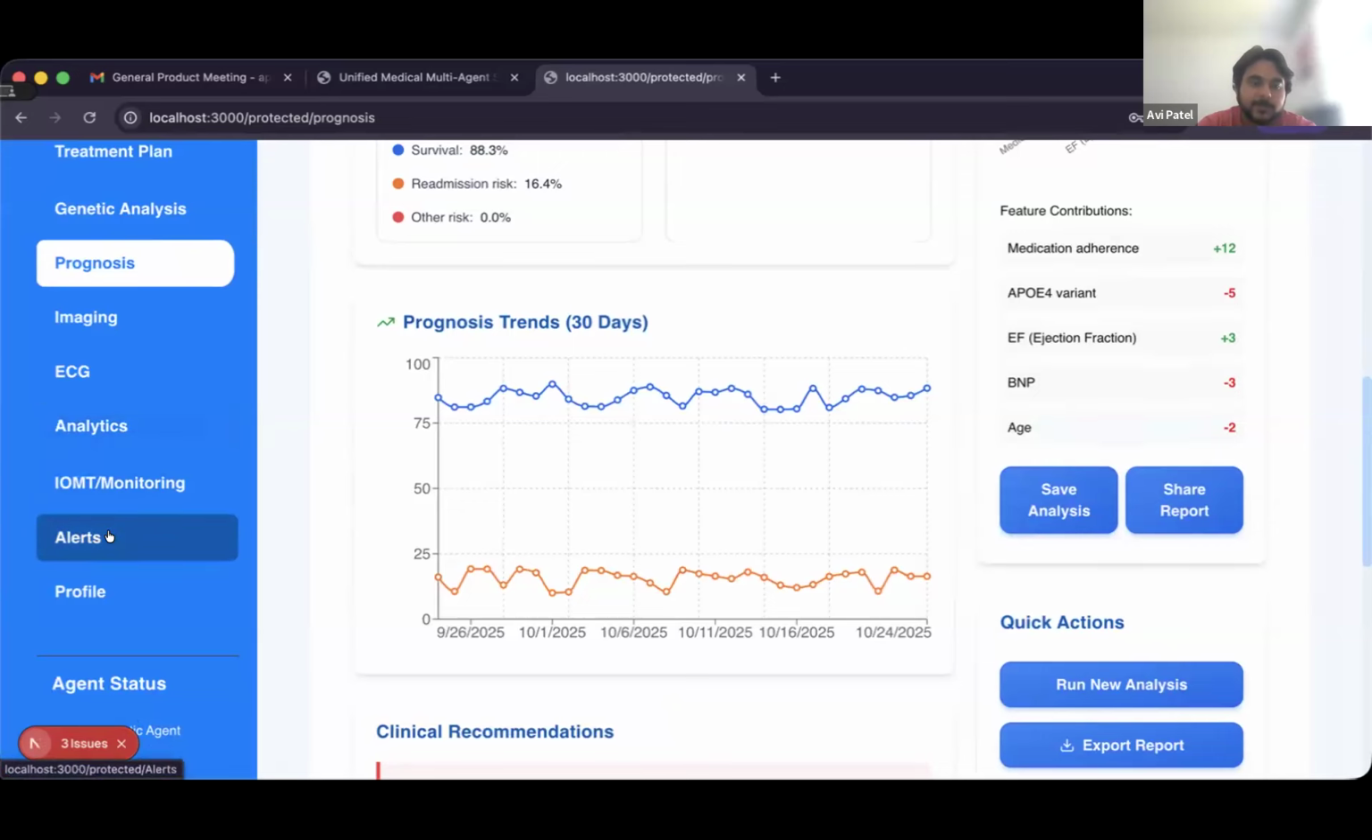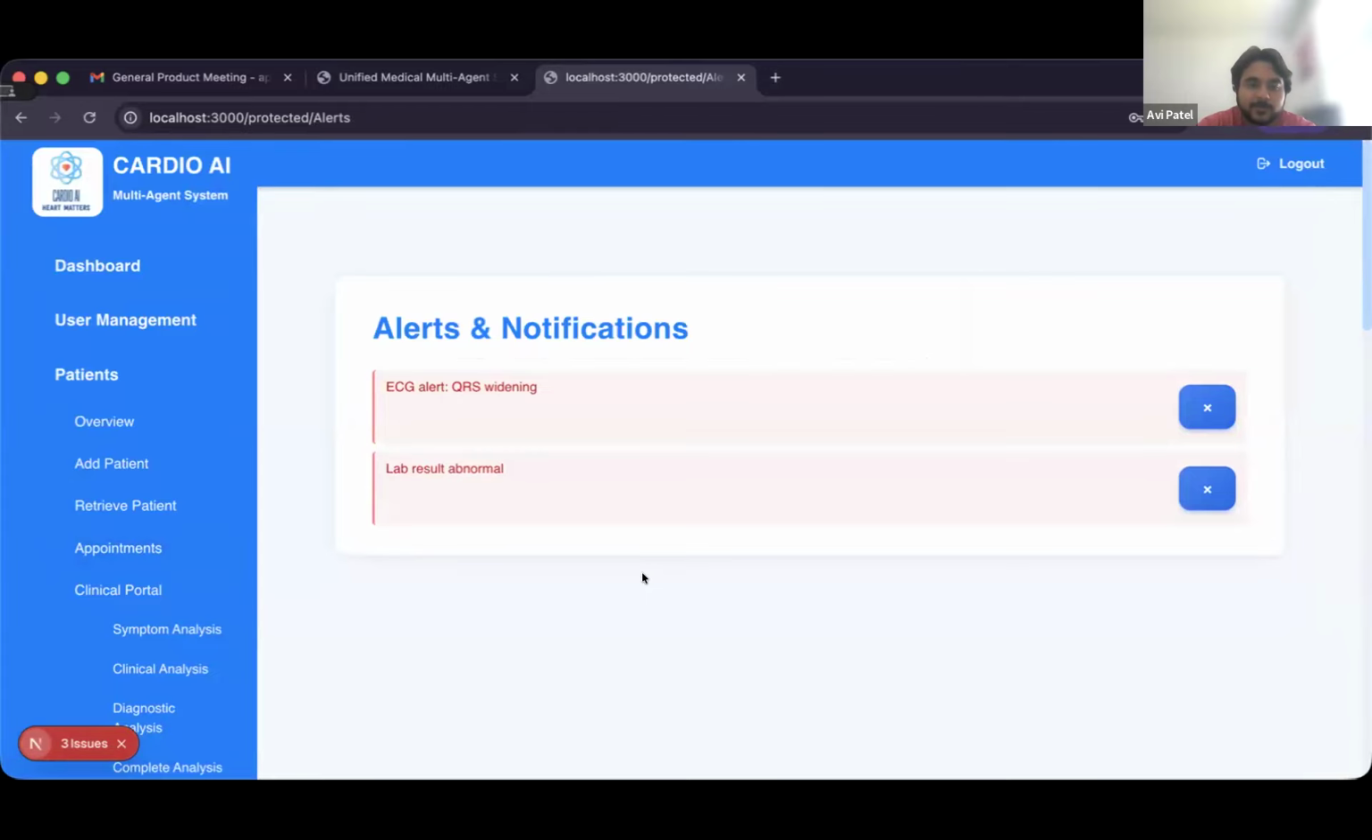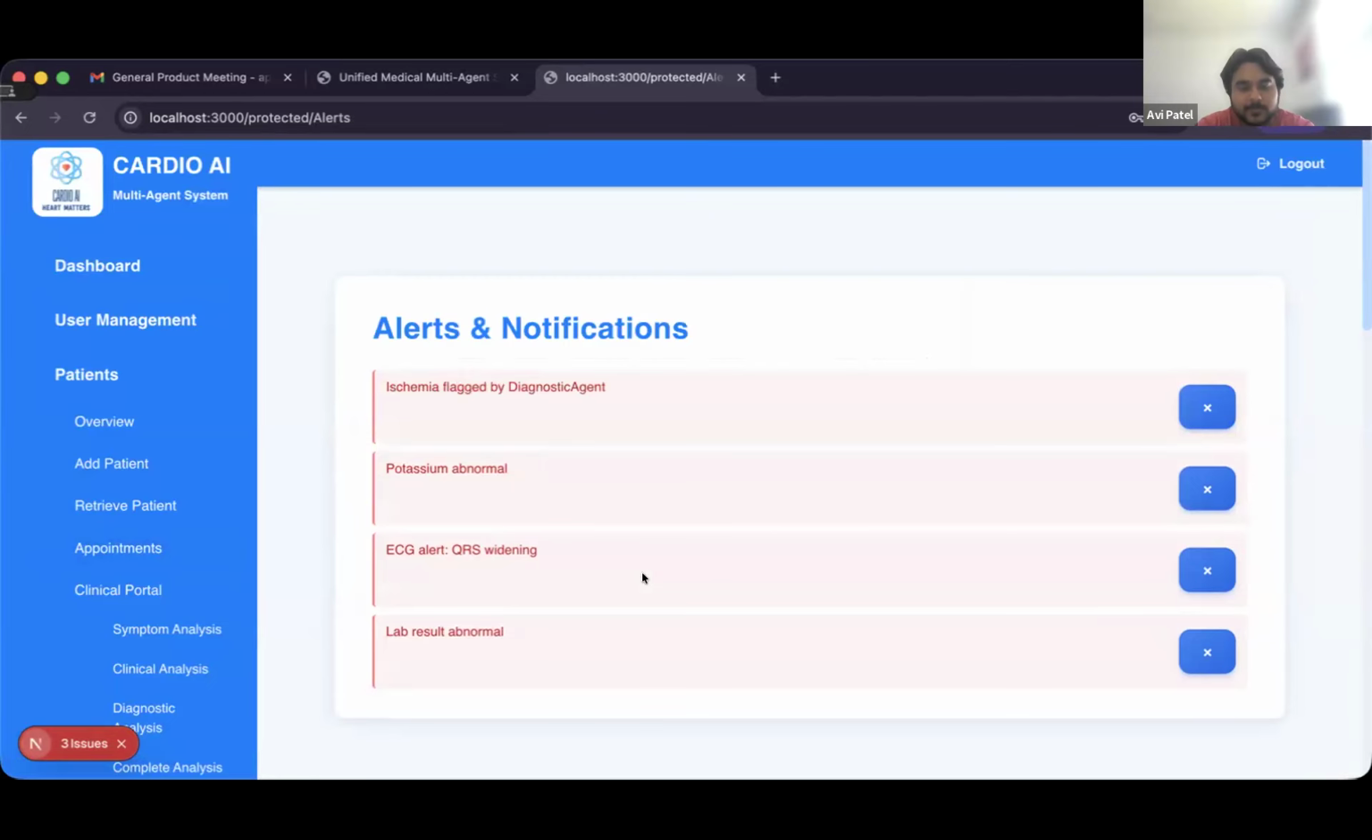And one last thing before we conclude this presentation is going to be our alerts and notifications tab. So here, clinicians will be notified of any alerts generated from our system, whether it's from the Internet of Medical Things data or it's from one of our diagnostic agents for a specific patient. And they'll be able to actively treat patients based on these alerts if there's critical or any other types of notifications. And that concludes our demonstration for this product.